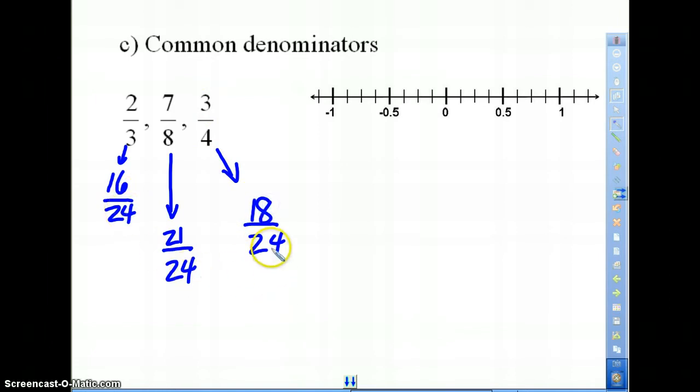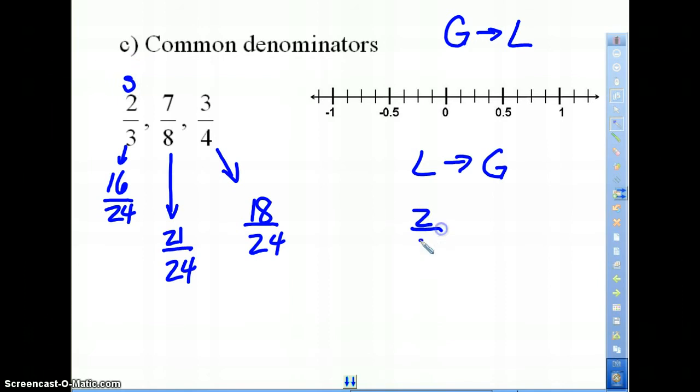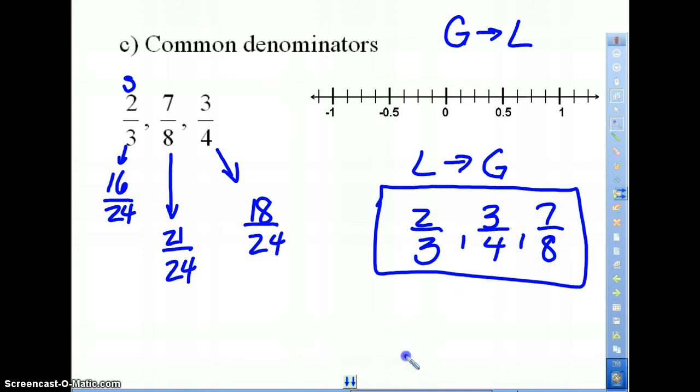Now that my denominators are the same, I look for the smallest to the biggest numerators to put them in order from least to greatest. You guys got to be mindful, sometimes they ask you to put them in order from greatest to least, and you got to watch out for that. If we're doing least to greatest, you look for the smallest numerator. It's 16/24, so this one's the smallest, the 2/3, and then next comes 3/4. 18 comes next, so 3/4. And then the biggest one is 21/24 or 7/8. Okay, common denominators. You could actually use common denominators on all of these. It'll always work. Or convert them to decimals.